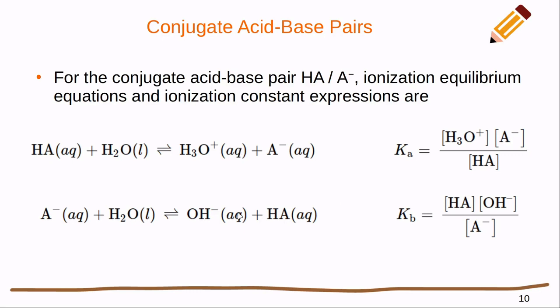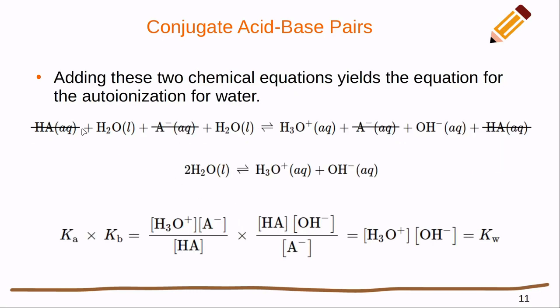Now if I add these two equations together and then cancel the species on either side, our spectator ions, I'm going to arrive at this equation, and that is the equation for the autoionization of water. And as we've learned before, when we add equations, we multiply their constants. In fact, when I multiply those two constants together, I get this product, which is the Kw of water.